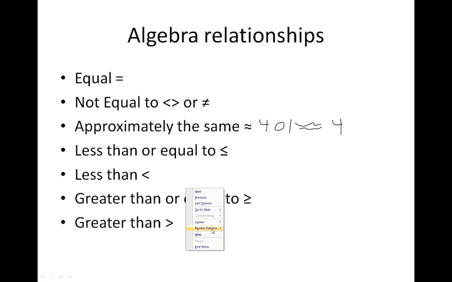All right, let me get back to my pointer. There we go. So, algebraic relationships: how does one set of numbers relate to another? Very important concepts here. Come back, look at this slide again and again and again. Make sure you have this down, because it's really integral stuff that you have to understand.